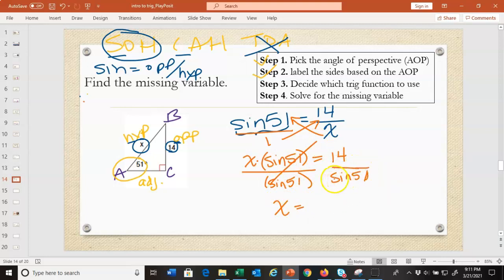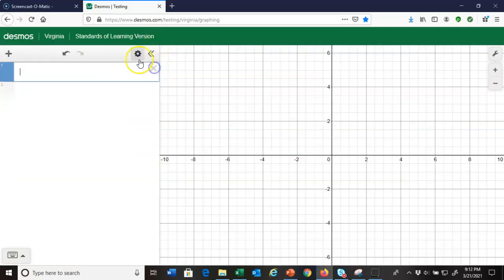So x equals 14 divided by sine of 51. So let's see what that is. What is 14 divided by sine of 51? It's 18.01. Let's do that. That's it. It's 18.01. Let me make sure one thing.